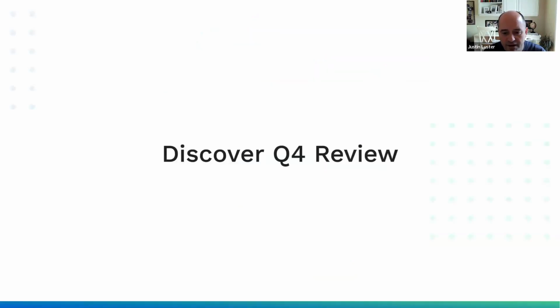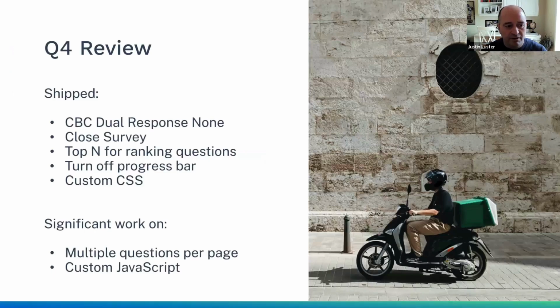Let's talk about what we did in Q4 and go over the different features that we shipped and that we're working on. So we're going to talk about in conjoint analysis, we put in the dual response none option. We put in closed survey, the ability to close a survey. We shipped the ability to do the top N in ranking questions. You can turn off the progress bar, and you can put in some custom CSS. We also did some significant work on multiple questions per page and custom JavaScript. So we'll show you these.